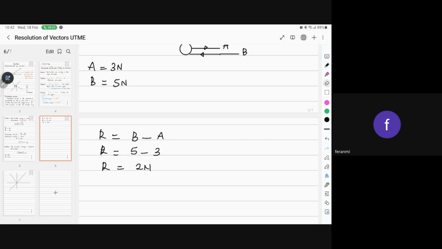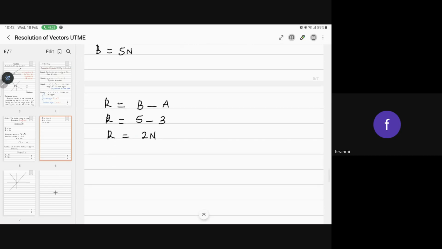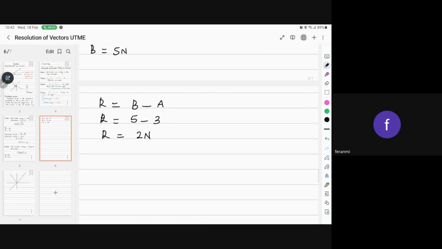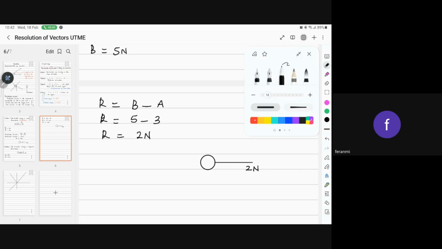Now, who will tell me which direction this resultant vector will take? We have the value of the resultant vector, which is 2 Newton. So who will tell me which direction it will go? What will be the direction of the resultant vector? Direction of 5. Exactly. It's going to take that same direction as 5.